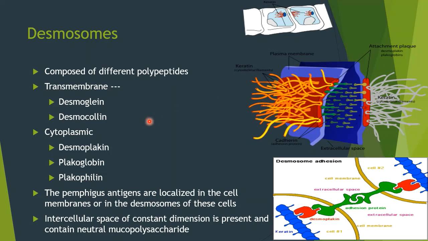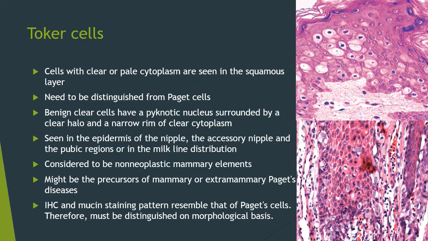If we look at the structure of the desmosome, it is composed of different polypeptides. Some are cytoplasmic components and some are transmembrane components. The transmembrane components are desmoglein and desmocollin, and the cytoplasmic components are desmoplakin, plakoglobin, and plakophilin. And in pemphigus, the antigens are localized in the cell membrane or in the desmosomes of the cells. And the intercellular space is of constant dimension and contains neutral mucopolysaccharide.